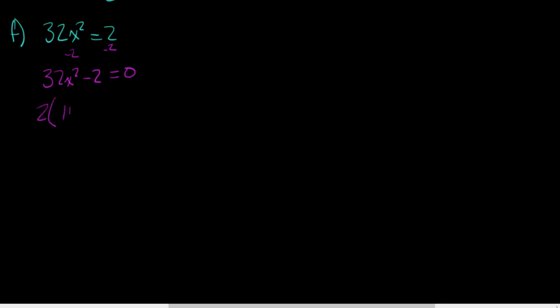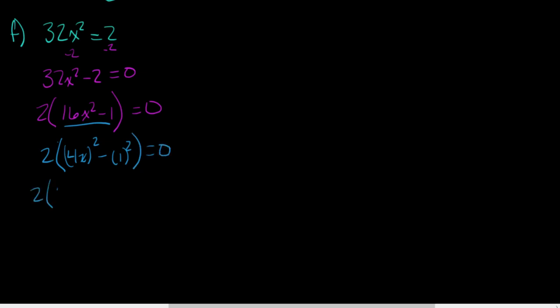So I get 2 times 16x squared minus 1. This is a difference of squares if you did not recognize it. This is 4x squared minus 1 squared, excuse me, which means I can rewrite this as 4x plus 1 times 4x minus 1. And you could do this with the table if you wanted to. You should still get to the same thing.